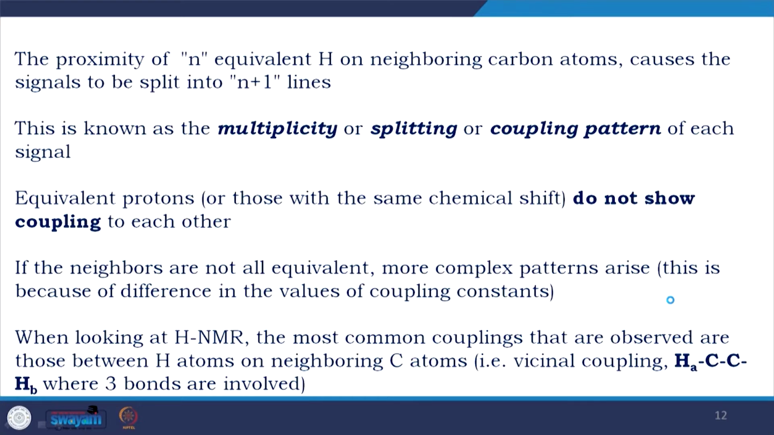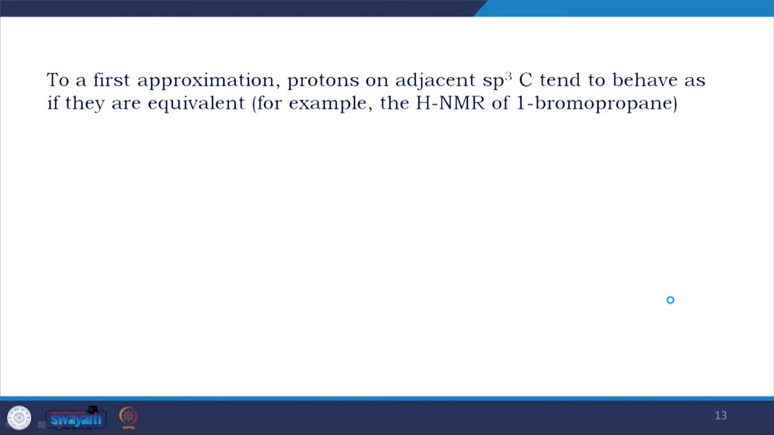When looking at NMR, the most common couplings observed are those between hydrogen atoms on neighboring carbon atoms, called vicinal coupling, H-A-C-C-H-B, where 3 bonds are involved. That is the most common. To a first approximation, protons on adjacent sp3 carbons tend to behave as if they are equivalent. For example, the H NMR of 1-bromopropane.